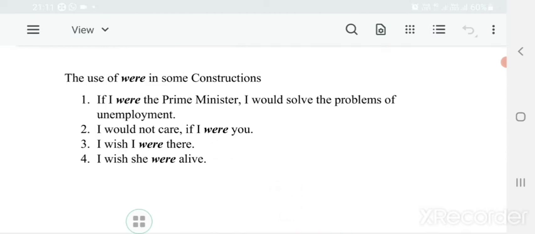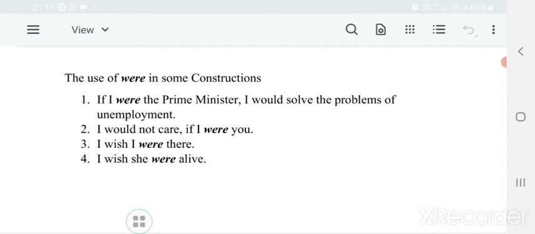Then we come to the next, were. Were, as you all know, is a plural of was, but today we are going to discuss some special use of were. The use of were in some special constructions. For example, some conditional sentences: if I were the prime minister, I would solve the problems of unemployment. In this sentence, I am not the prime minister, I wish that I were. So were here is used for some special meaning.